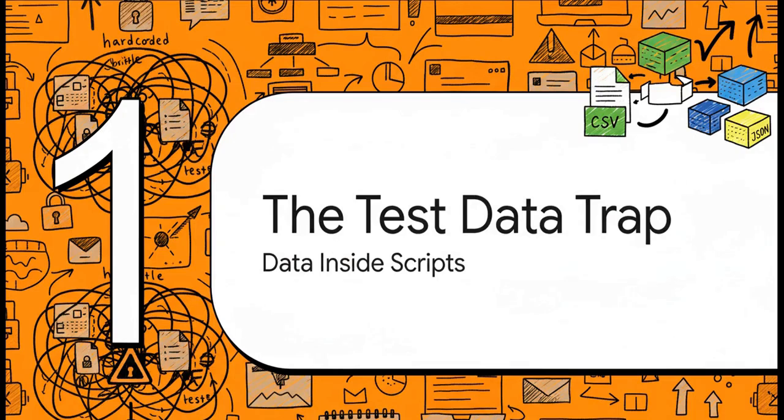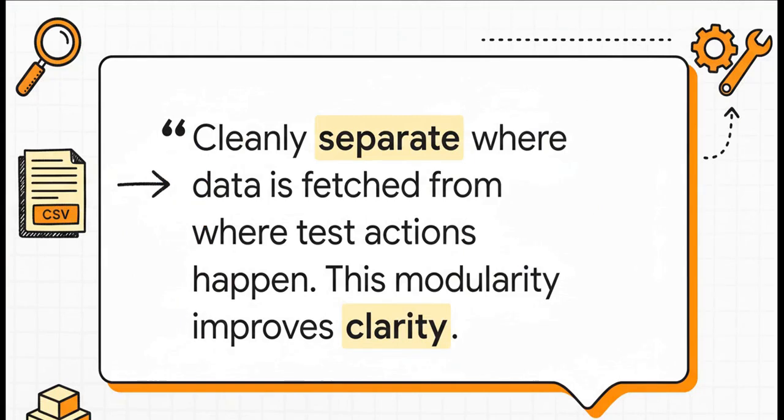The reason so many of us get stuck in that old way is because we fall into what I call the test data trap. It's this super common habit of burying our test data, usernames, passwords, search terms, right inside our test scripts. Think about it like this. Your test script is the recipe. It's the step-by-step logic. And the test data? Well, that's just the ingredients. You would never write add 2 cups of flour in the middle of your baking instructions, right? You'd list it separately.